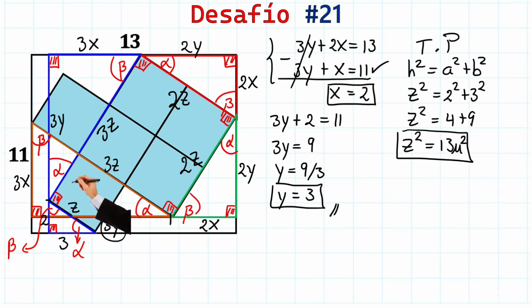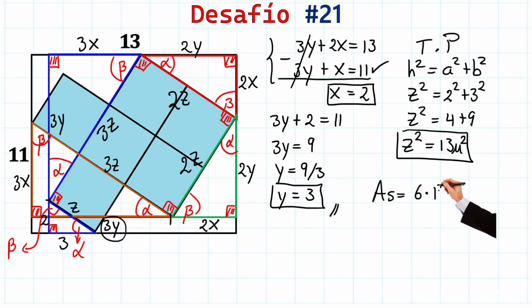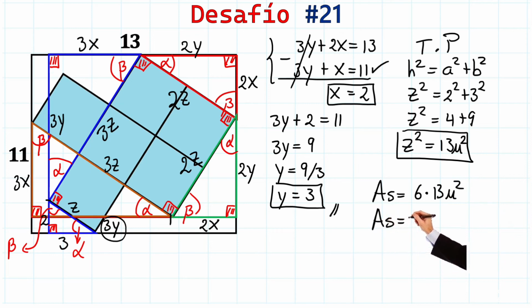So all that's left is something very simple. Multiply this square by 6. Since there are 6 squares, we will multiply it by 6. The shaded area, ladies and gentlemen, is 6 times the area of this square, which we already know is 13 square units. Therefore, the shaded area by Pythagoras' beard is 6 times 13, giving us 78 square units.